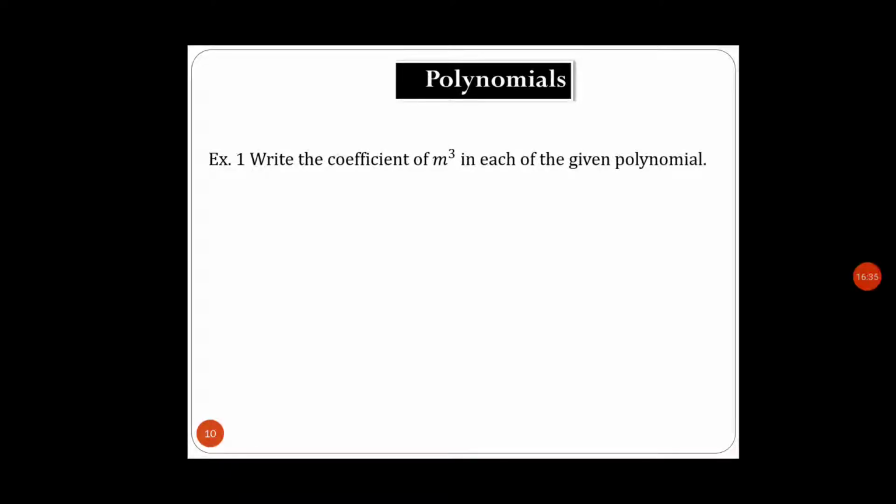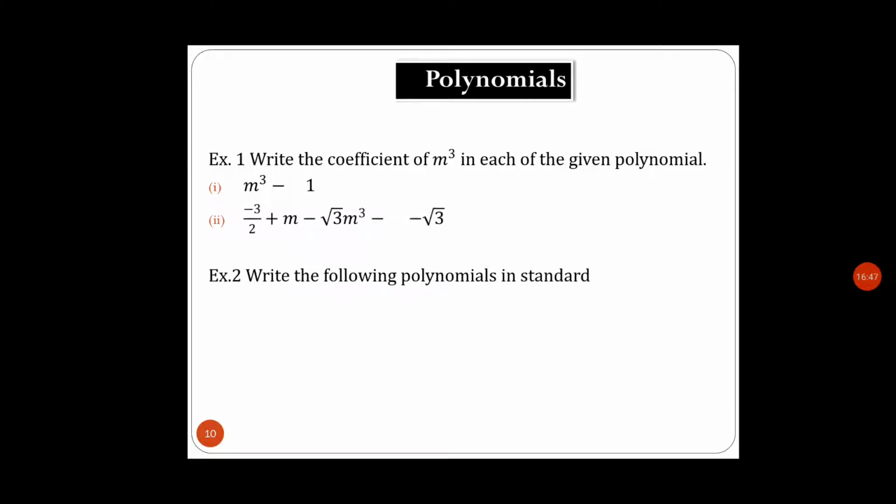Write the coefficient of m cube in each term of the polynomial. M cube minus m minus 1: the coefficient of m cube is, here in this m cube, m cube does not have any coefficient written, means it is 1. In case of the second, 3 minus 3 by 2 plus m minus under square root of 3 m cube, here the coefficient of this m cube is minus under square root of 3.